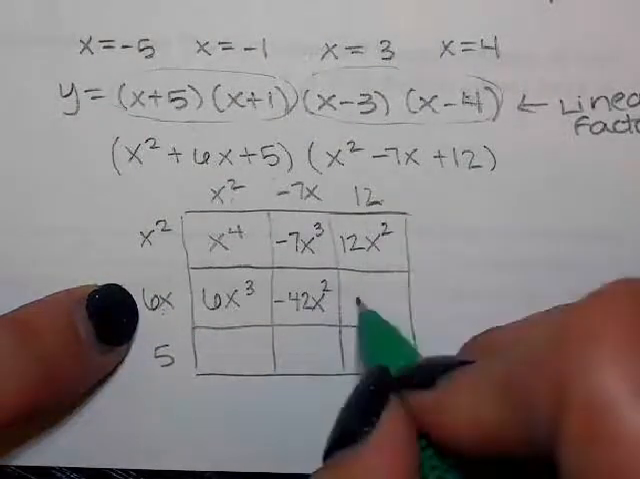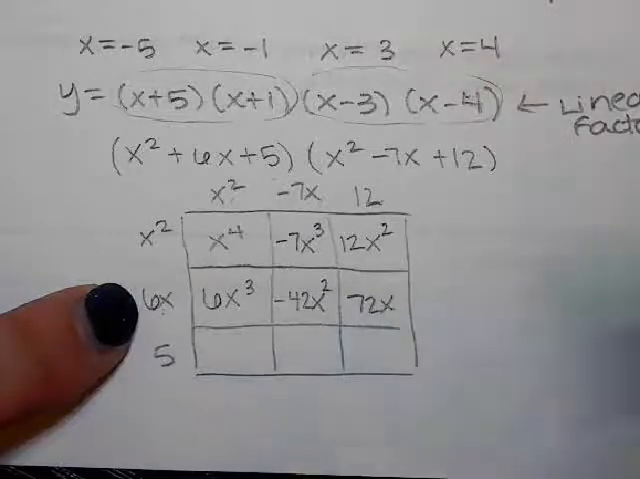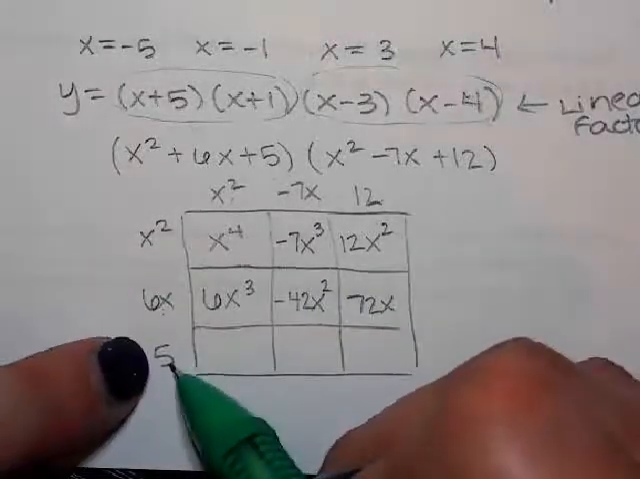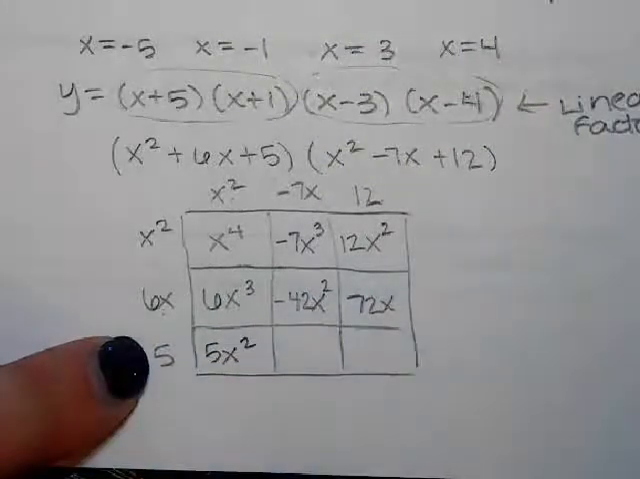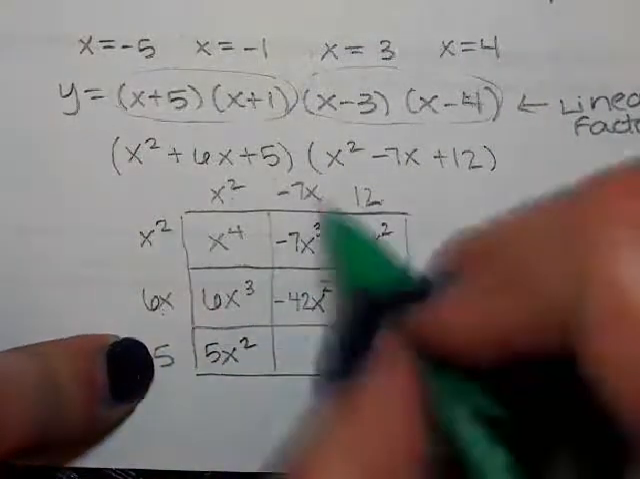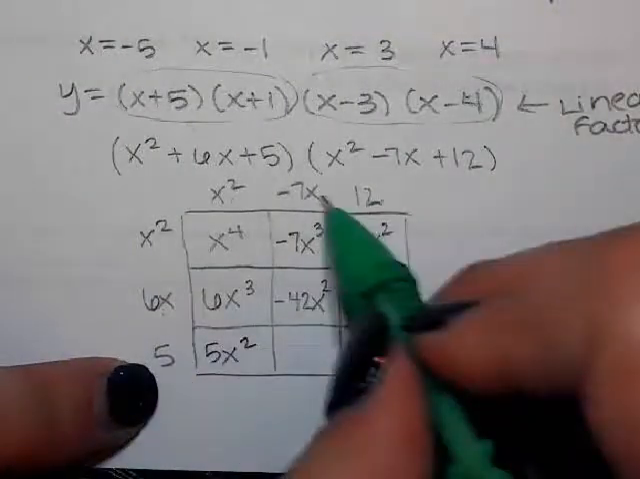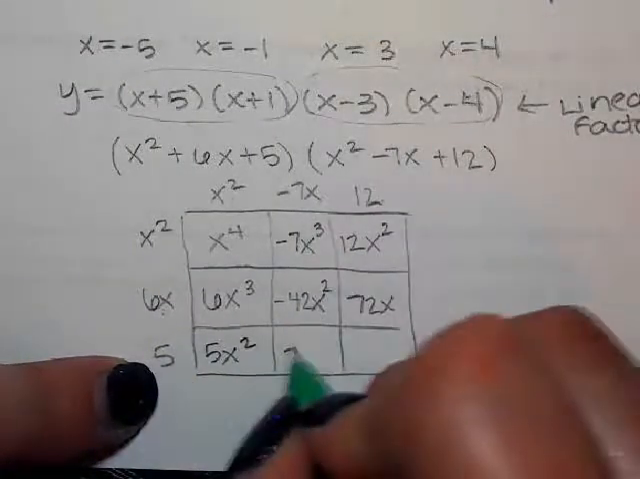5 times x squared. That was laziness, by the way, because I don't know my 12 times tables. So I was asking so I wouldn't have to do it. 5 times negative 7x, negative 35x. And then 5 times 12 is 60. That's the only one I know.